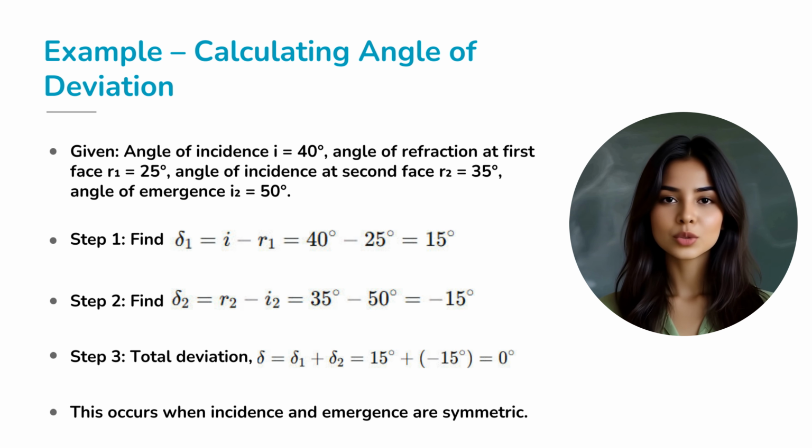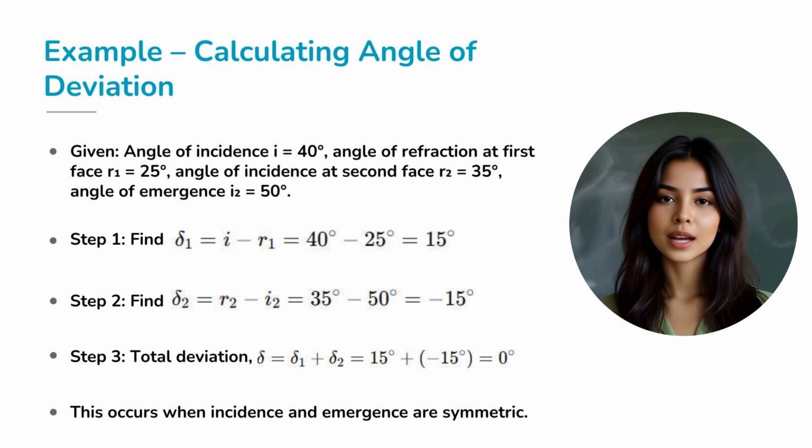Let's apply this to a numerical problem. We are given angle of incidence, I, equals 40 degrees. Angle of refraction at the first face, R1, equals 25 degrees. Angle of incidence at the second face, R2, equals 35 degrees. Angle of emergence, I2, equals 50 degrees.